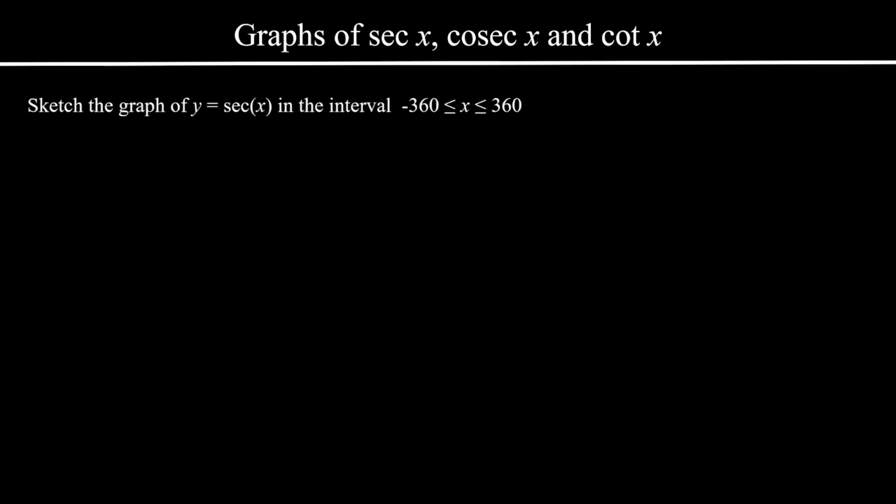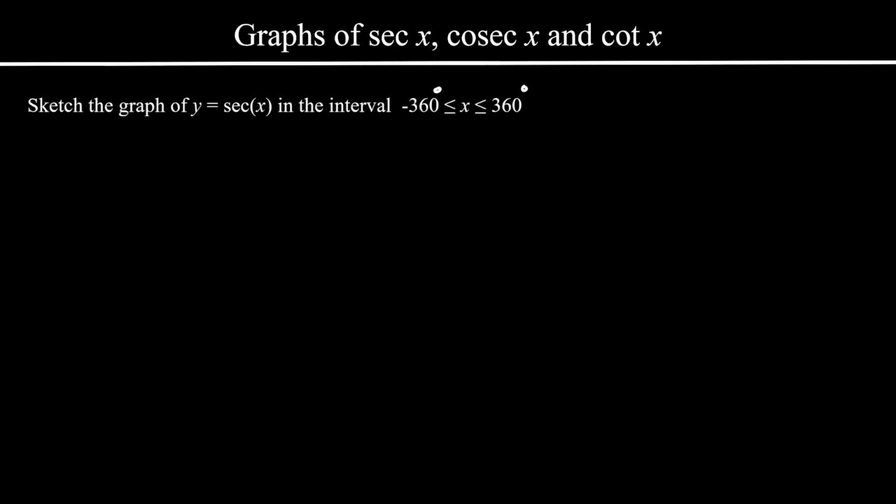Now we are going to look at the graphs of sec x, cosec x, and cot x. This first question: sketch the graph of y equals sec x in the interval negative 360 degrees to 360 degrees.